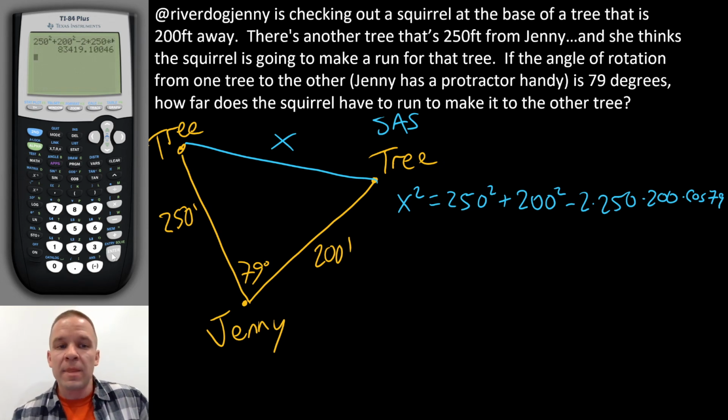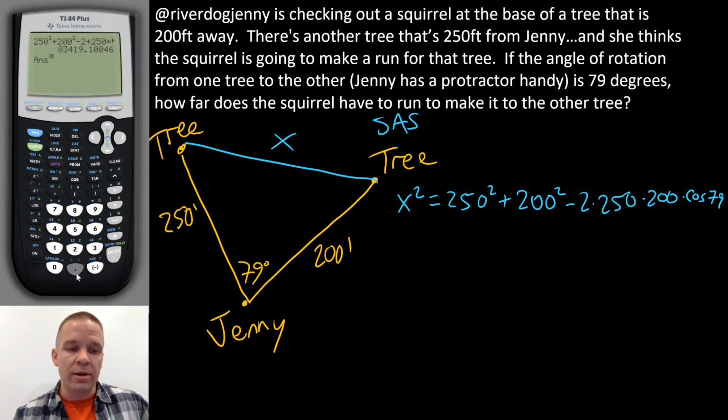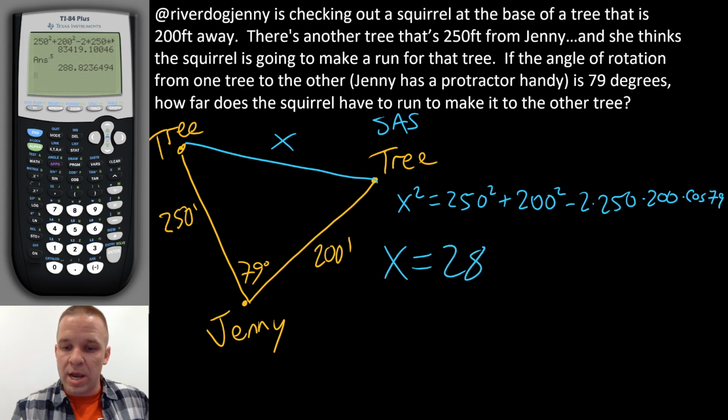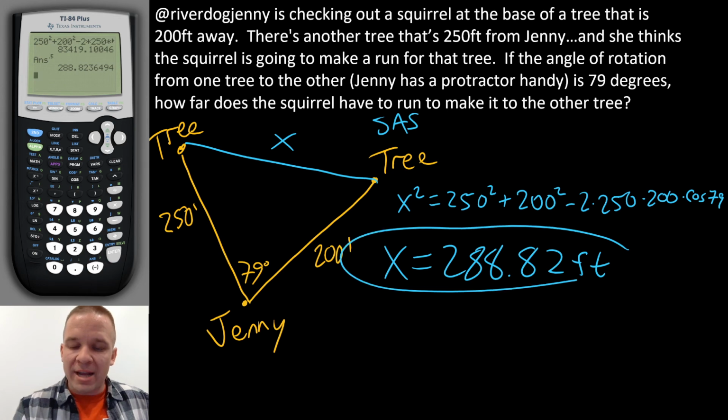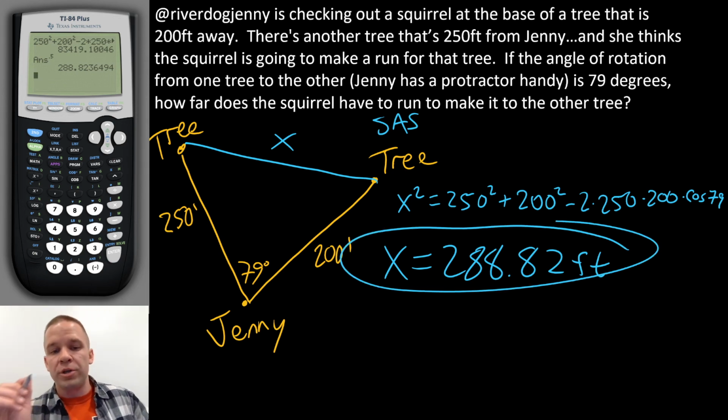We're going to hit enter, and I get 83,000. I got to square root that, so I hit the caret and do 0.5. If you want, you can do the second square root, arrow up and copy that whole expression in there. Your call. This is fewer keystrokes, so that's the way I do it. So I get x equals 288.82. So x equals 288.82 feet. That is how far it is from one tree to the other.